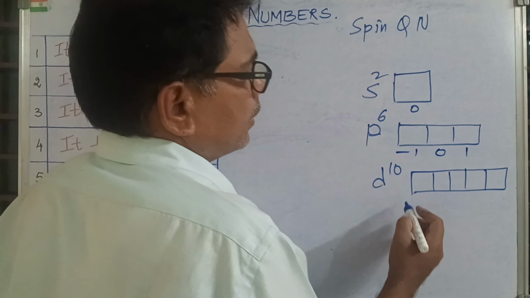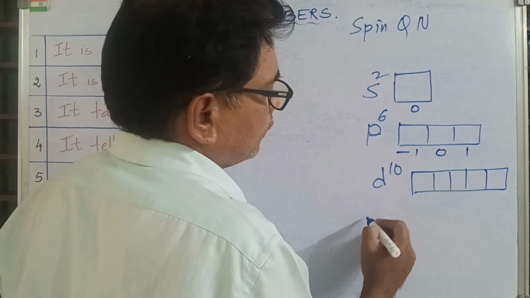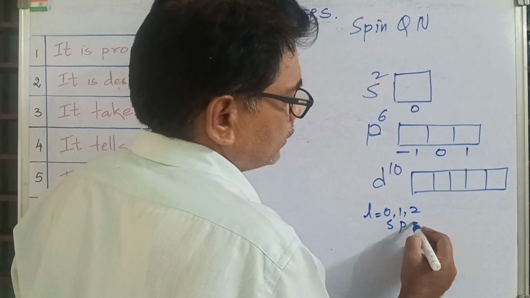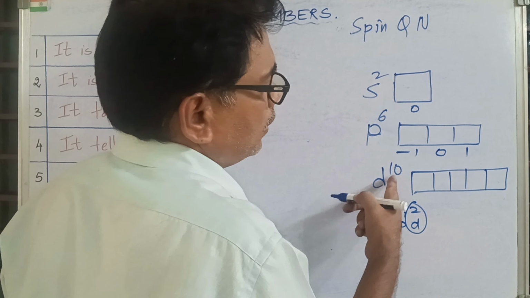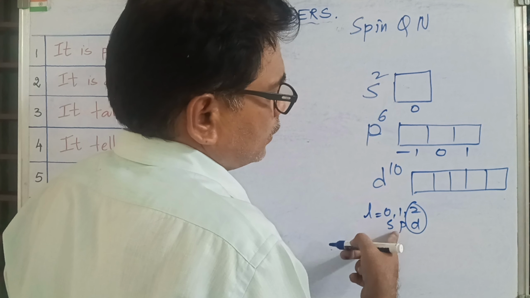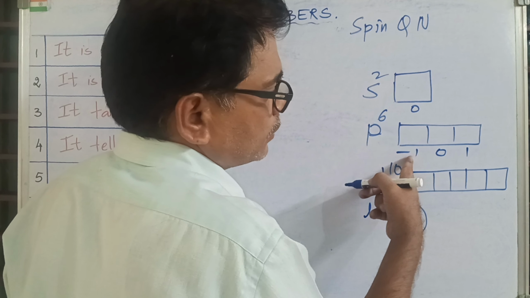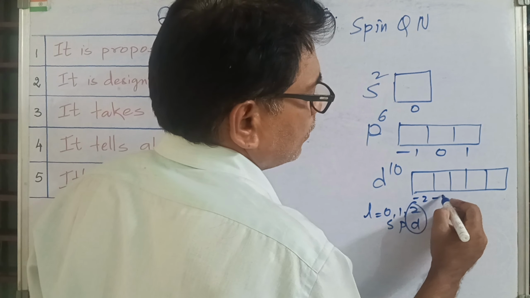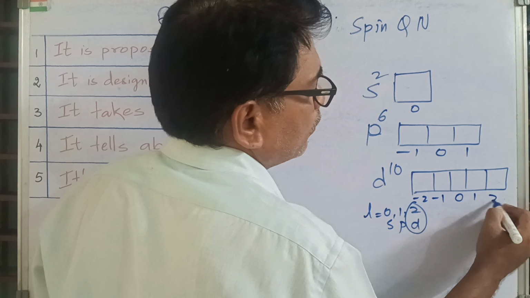D holds how many electrons? 10. What do you mean by D? First of all, L is equal to 0, 1, 2. This is S, P and this is D. So, it is D now. D means 2. P means it is 1. That's why I started with minus 1 and ended up with plus 1. Now my D value is 2, so minus 2, minus 1, 0, 1, 2.